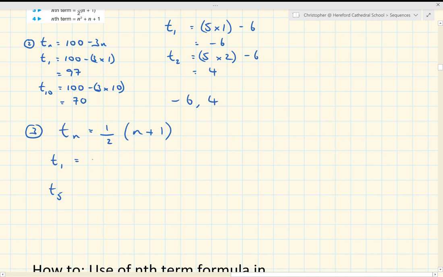Right, the first term would be a half times 1 plus 1. Well, that's a half of 2, so the first term is 1. And the fifth term would be a half of 5 plus 1, which is a half of 6, so the fifth term would be 3.